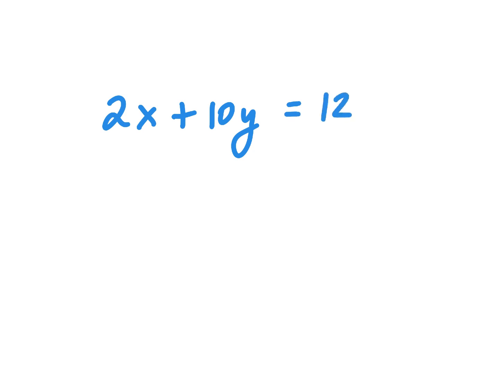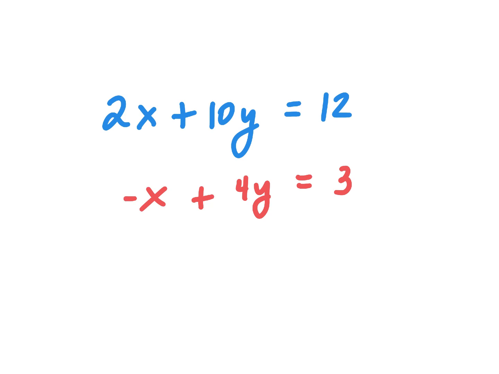Because this is more like the test. 2x plus 10y is equal to 12. Negative x plus 4y is equal to 3. Now, can I just add those straight down and have something eliminate? Nope.